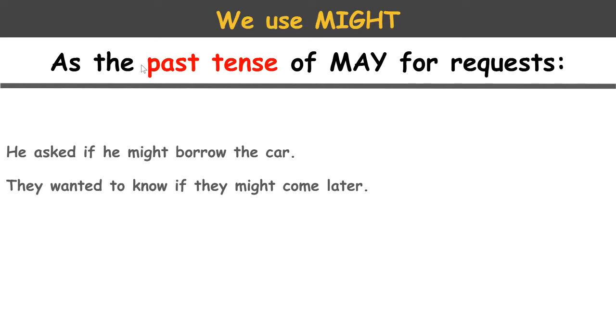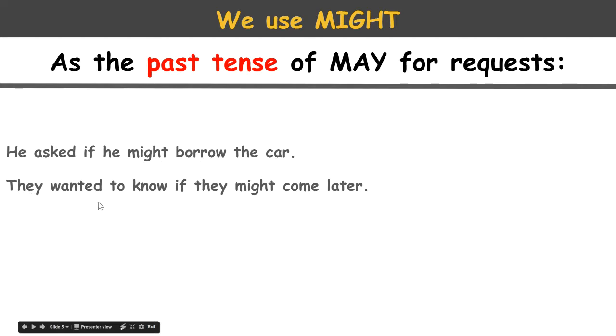We use might as the past tense of may for a request. So if I say, may I use your phone? That's a request I'm making at the time, at present. But let's say I made this request yesterday. So you can say, hey, you know what? Rohit asked if he might borrow the car or a cell phone. So for the past, we change may into might to show that the request was made in the past.